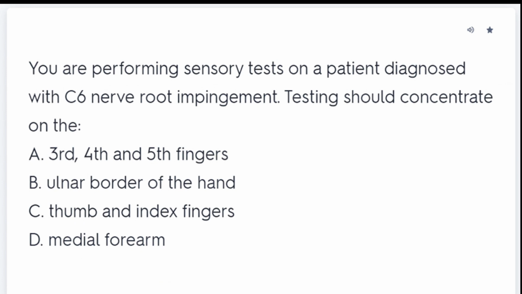You are performing sensory tests on a patient diagnosed with C6 nerve root impingement. Testing should concentrate on the A. third, fourth and fifth fingers, B. ulnar border of the hand, C. thumb and index fingers, D. medial forearm.